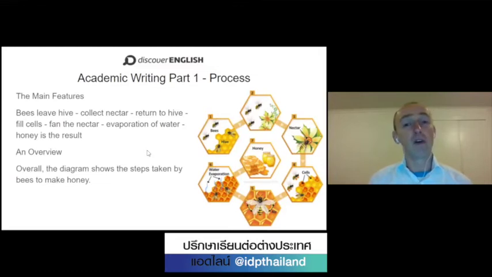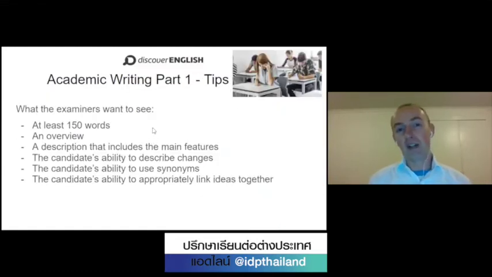Now let's move on to part 2. Well, actually, I'll give you some part 1 tips first. What the examiners want to see. So you've got to write at least 150 words. You've got to include that overview that we've discussed and looked at.